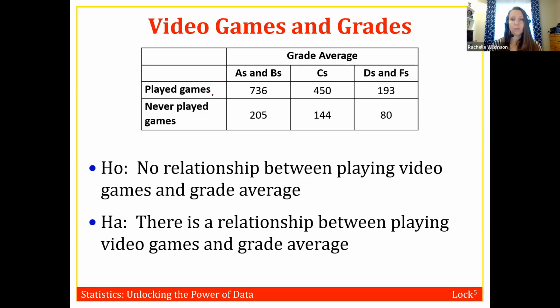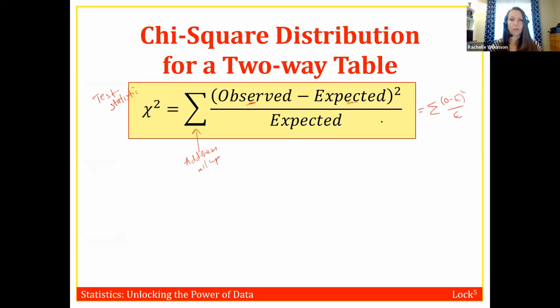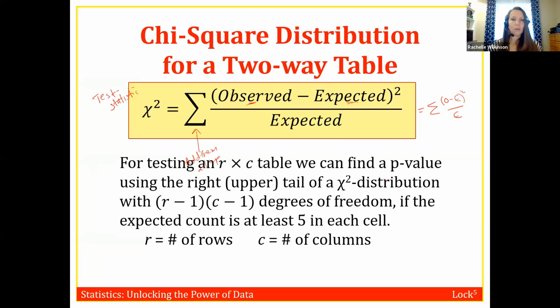And we only count the rows and columns that are associated with actual data, so if there's any totals rows and columns, we wouldn't count those when we're counting the number of rows and the number of columns. So we look at an R by C table, so number of rows by number of columns, and the degrees of freedom, which we'll talk about a little bit more in a second too, are going to be equal to the number of rows minus 1 times the number of columns minus 1.